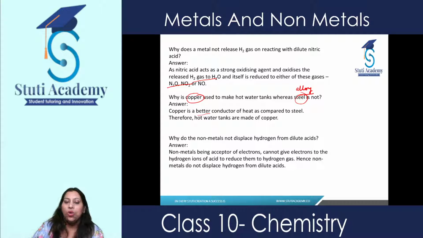Then next is, why do the non-metals not displace hydrogen from dilute acids? Because non-metals are electron acceptors. They are not giving electrons, as in the case of chlorine we have seen. So they cannot give electrons to hydrogen ions of acid to reduce them to hydrogen gas. That's why they will not displace hydrogen from dilute acids.